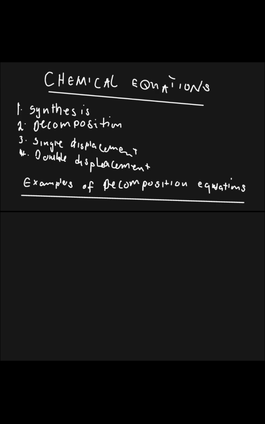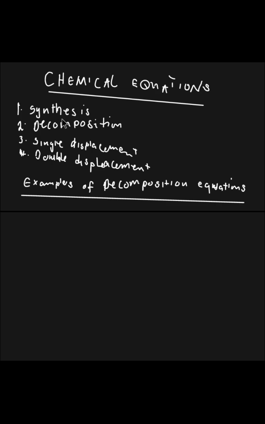So now, the first type of chemical equations is synthesis equations. Then the second one is decomposition. Third one is a simple or single displacement. Then the last but not the least is a double displacement. So in the previous video we explained what synthesis equations are, and we also gave examples of synthesis equations. So if you missed it, you can go over and watch the video on synthesis equations.